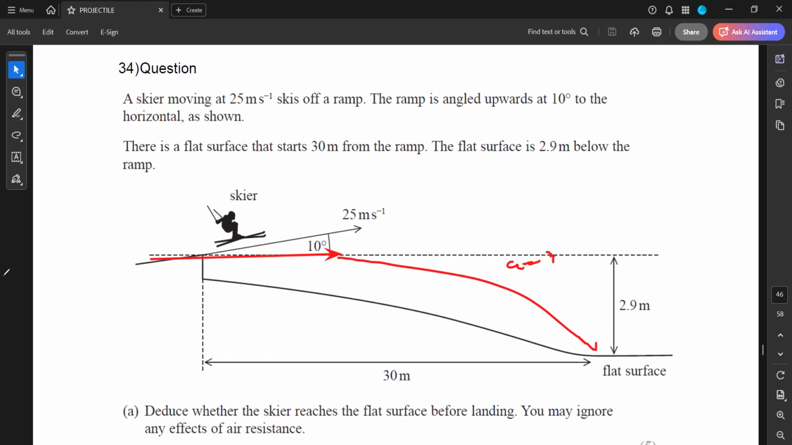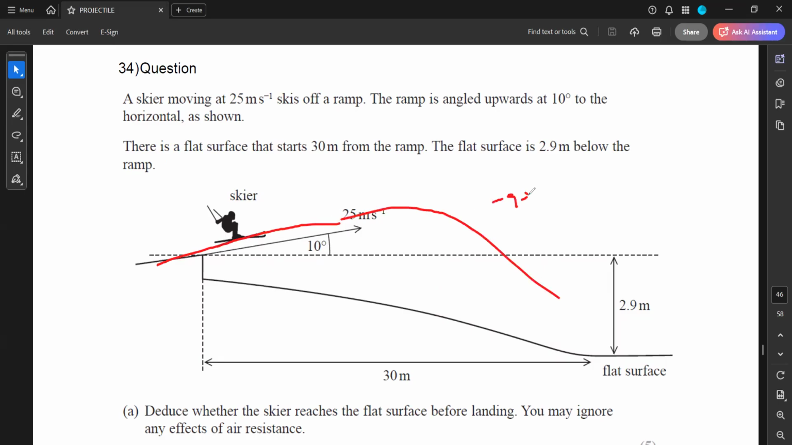But if he's going up and then coming down, I'll take negative 9.8. And that is the case here, because he's going first up, since that is the trajectory, the path he will follow.